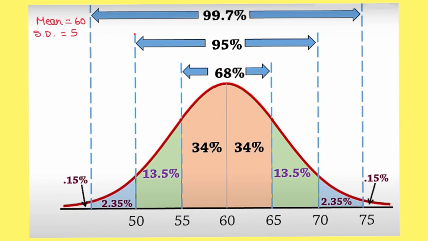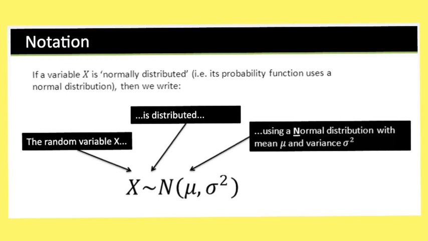So below 75 would be 99.85% of the data. There is 13.5% of data between 50 and 55. Between 50 and 65, there is 68 plus the 13.5, which makes 81.5% of the data.